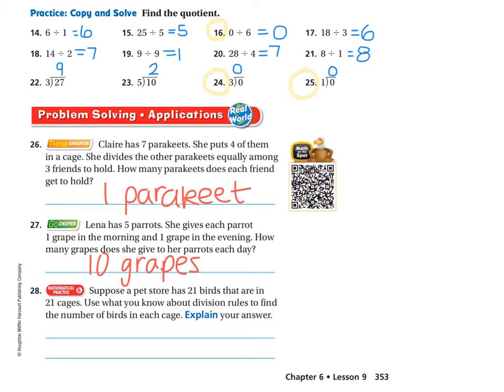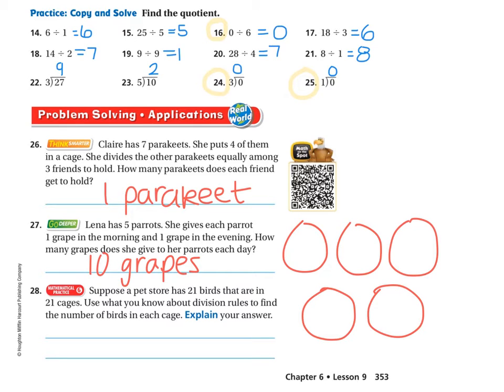The answer to number 27 is 10 grapes. Please keep listening to see how we get 10 grapes. To solve number 27, the first thing I did was I drew the 5 parrots that Lena has. Next, I gave each parrot 1 grape. Those blue grapes represent the morning grapes, and then another grape for the evening. So then whenever I look at this, it becomes very clear that all together, she gives her parrots 10 grapes.